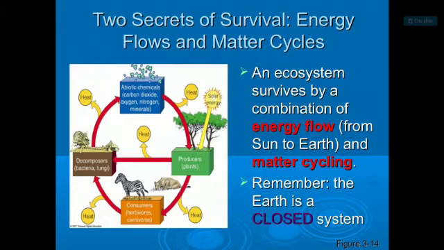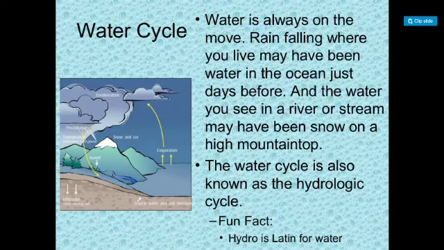Now you can look at the figure which shows that the abiotic chemicals or the nutrients are moving through the biotic and abiotic components but never leave the earth. That's why the earth is called a closed system.